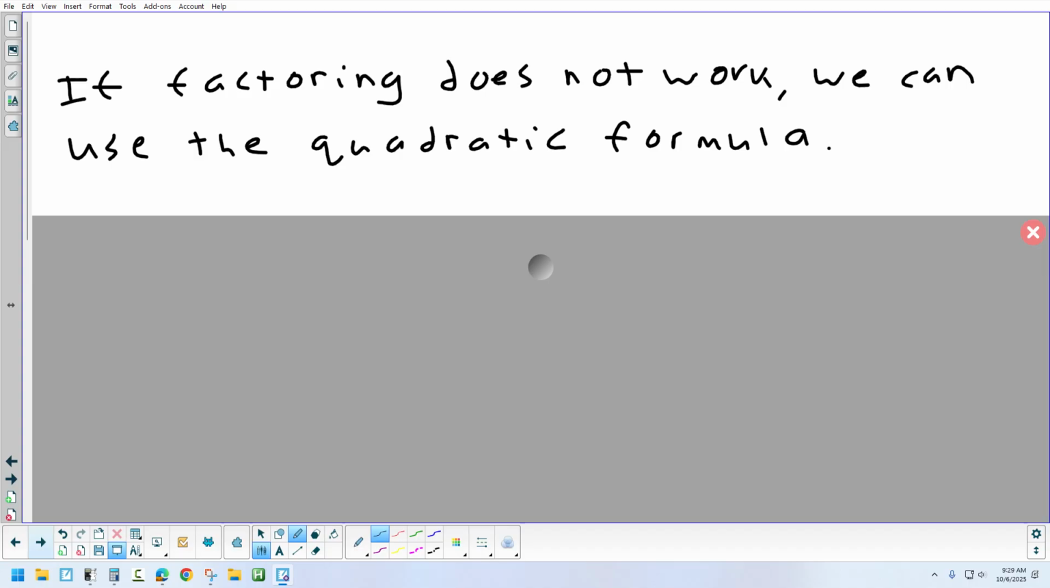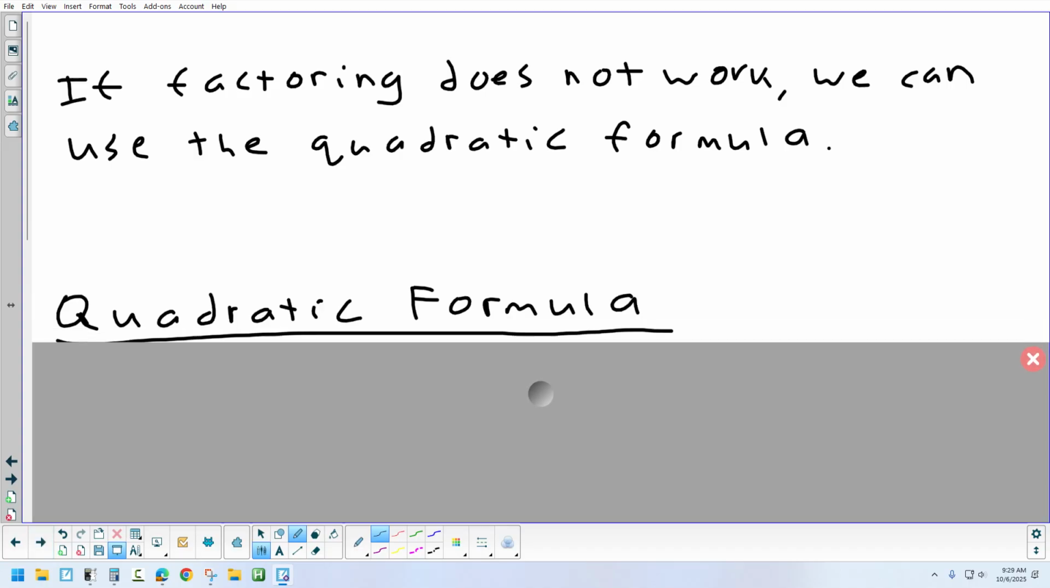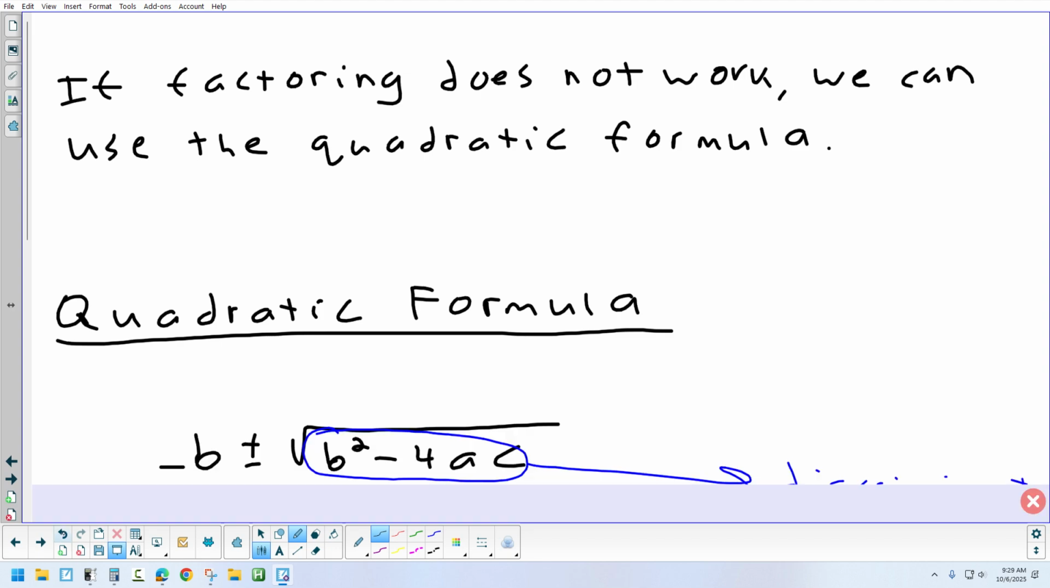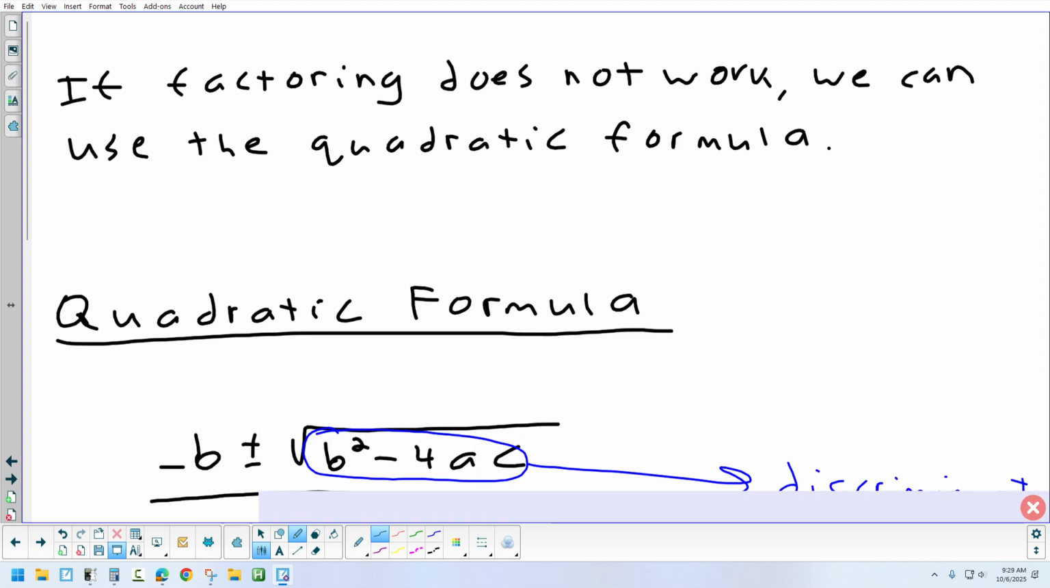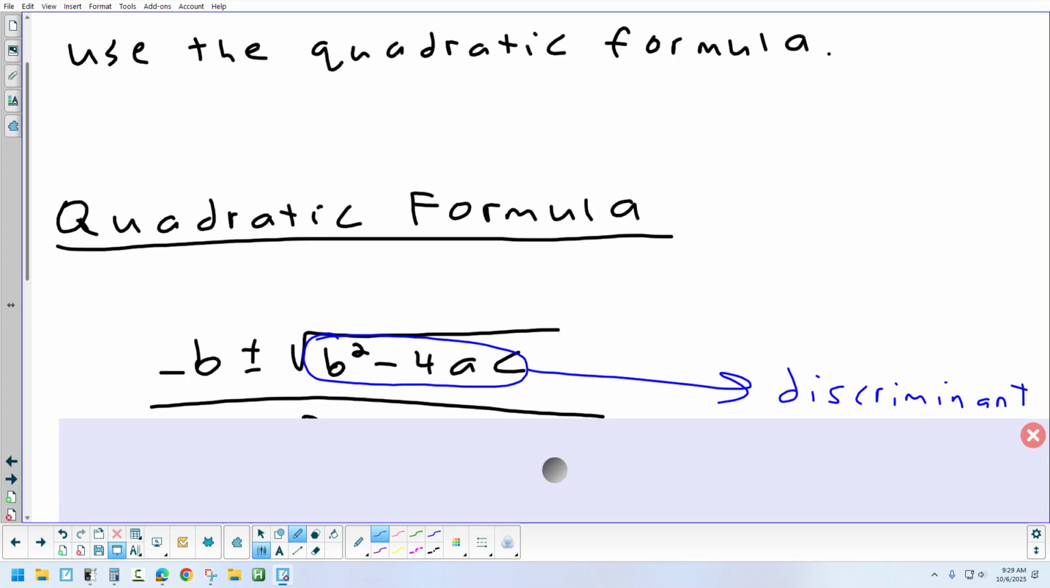Sure. Do you remember how the quadratic formula starts? Isn't it a fraction that's negative b plus minus the square root of, I think, b squared minus 4ac divided by 2a? Yeah. That's the quadratic formula.